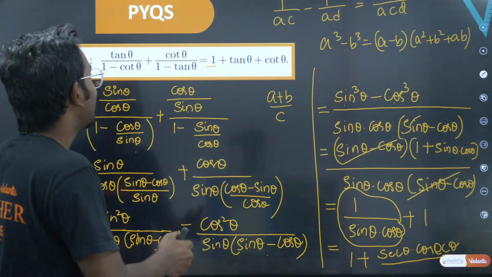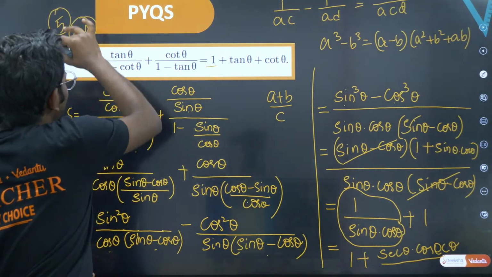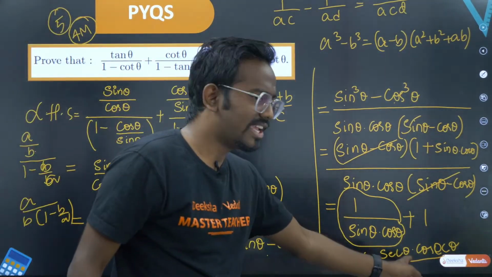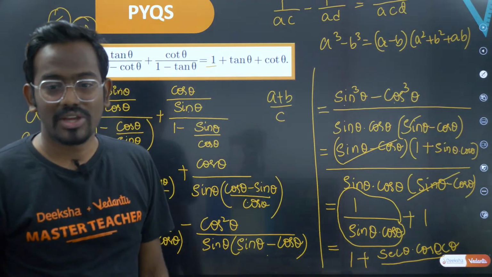That is for your homework. See, I have solved, out of 5 marks, I think around 4 marks. Your job is to complete this. So you have secant theta into cosecant theta. Your job is to get that to be tan theta plus cot theta. Let's see who will solve this.